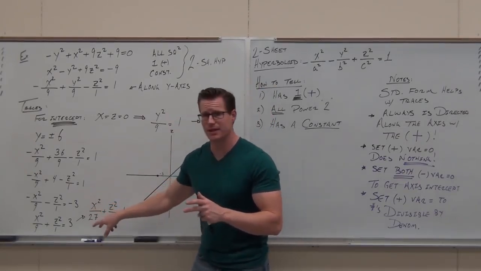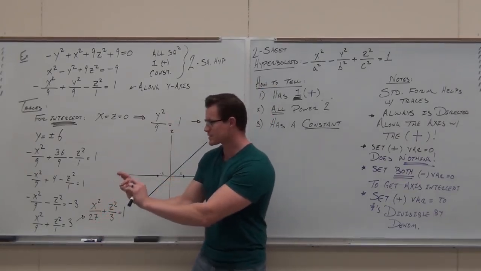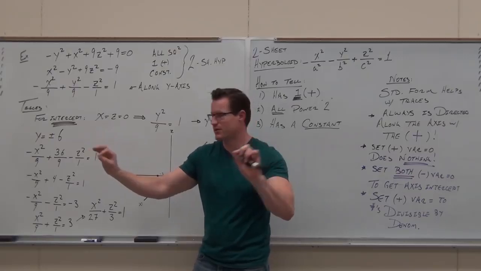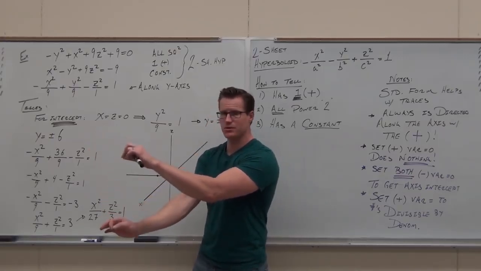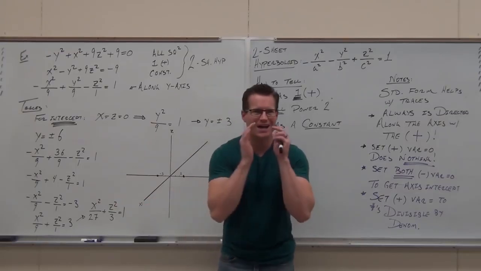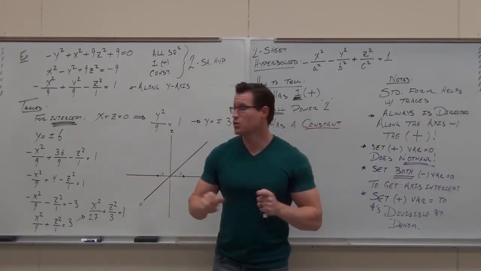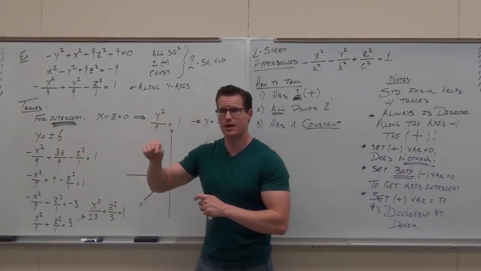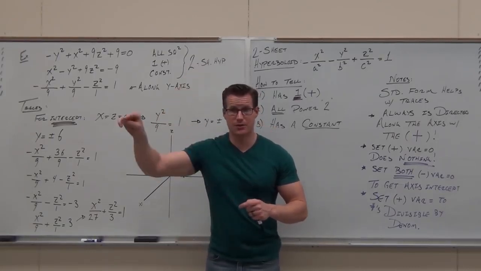Where does this ellipse that has x going along square root of 27, z going along square root of 3, where does that occur? At y equals what value? So whenever you plug in, go to that value, redraw the other two axes.